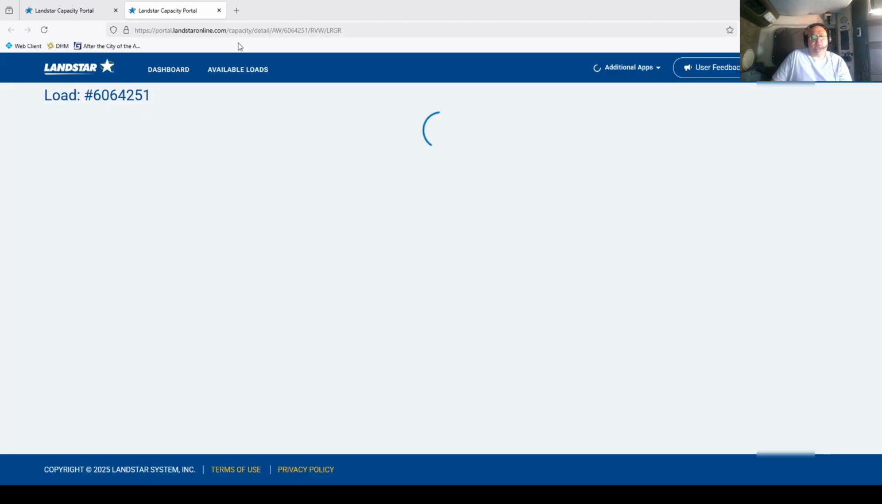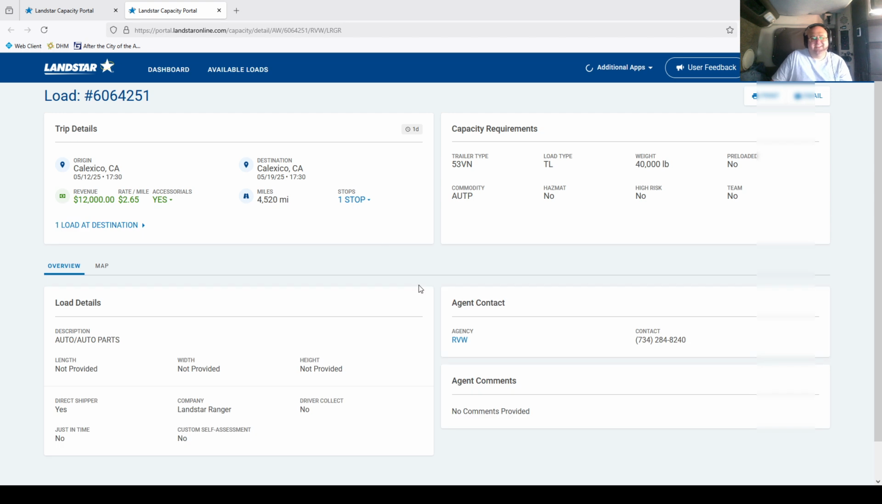I hate this load board. Okay, so it doesn't have any additional information. The one extra stop is in Romulus, Michigan. So you're going from Calexico to Romulus, Michigan and back. Is it a contract load? Direct shipper? Yes. That I almost exclusively haul direct shipper freight, contract freight.